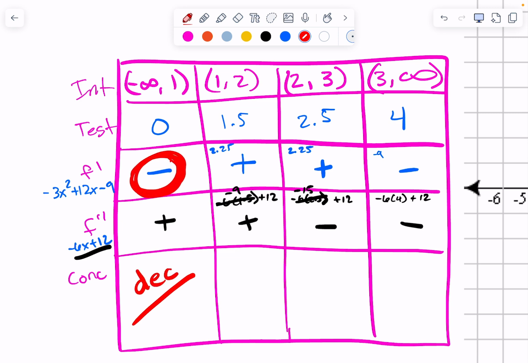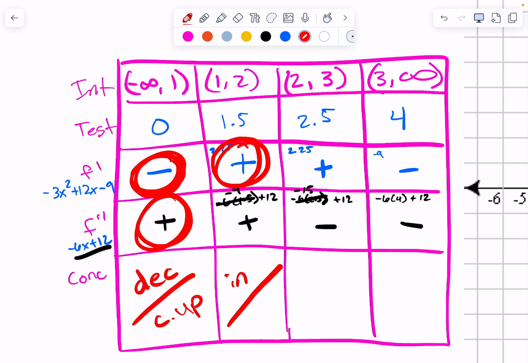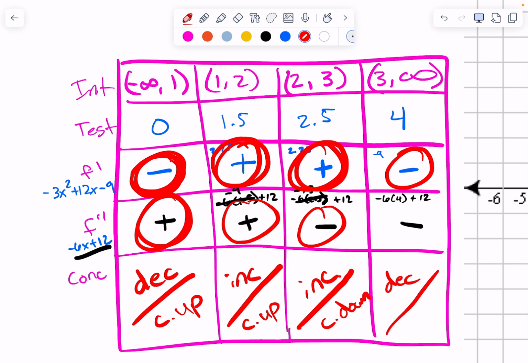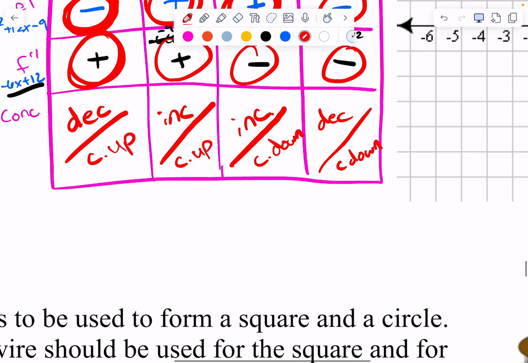Decreasing, and concave up. Okay, this one is increasing and concave up. This one is increasing and concave down. And this one is decreasing and concave down.